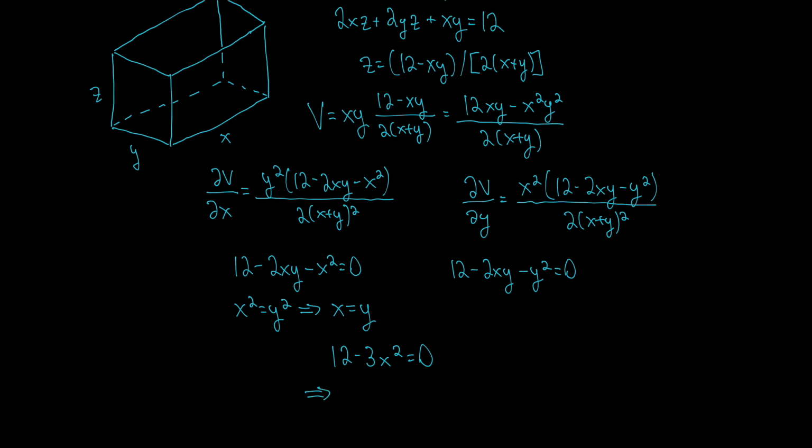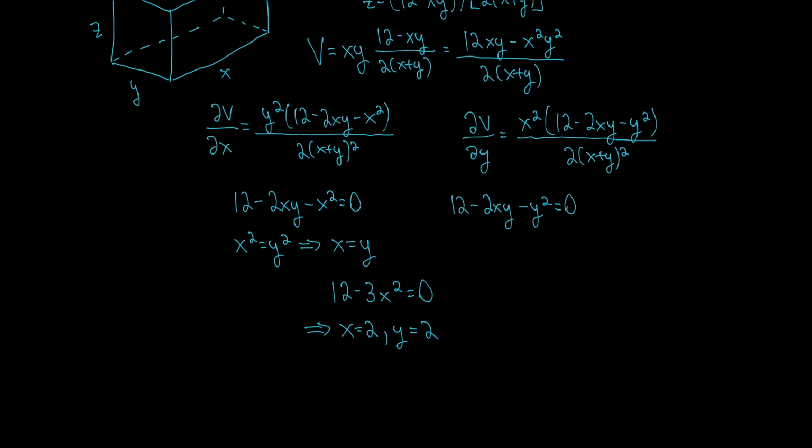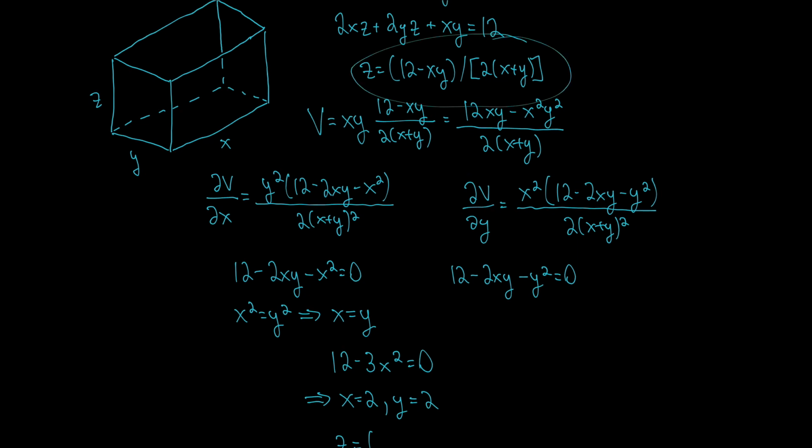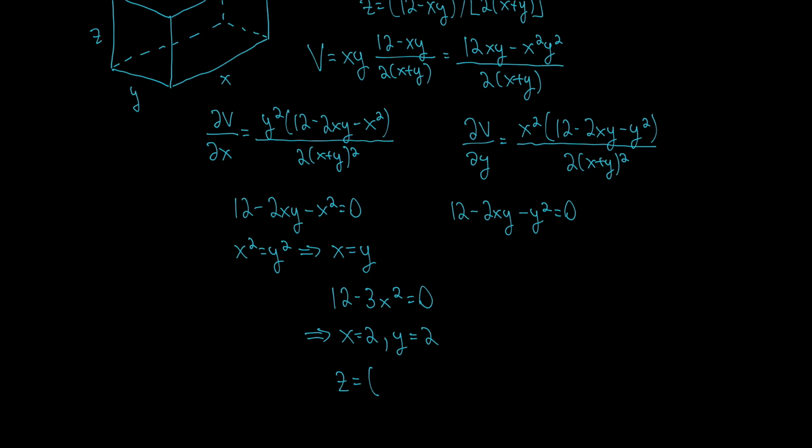So that means that x is 2, and x is equal to y, so y is also 2. So now I can write that c is equal to, we solve for it over here, so I'll plug in 2 and 2, so I get c is 12 minus 2 times 2, divided by 2 times 2 plus 2, which is 1. So our volume is 2 times 2 times 1, which is 4 cubic meters.